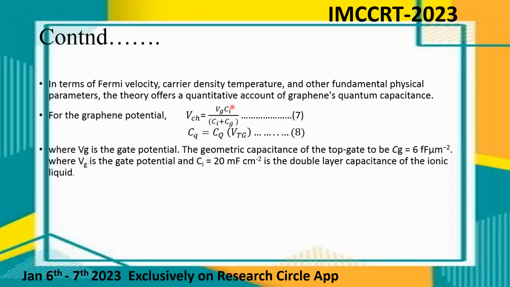CI is the double layer capacitance of the ionic liquid. Actually, CI is the capacitance of the material which is used in graphene MOSFET, and the standard value of CI is 20 microfarad per square centimeter. And the geometric capacitance of the top gate graphene is Cg equal to 6 femtofarad per square micrometer.